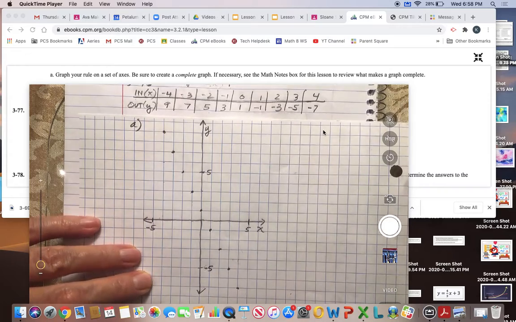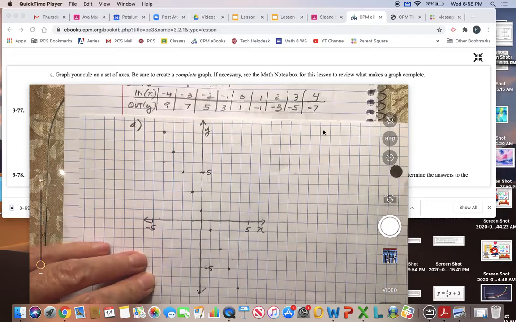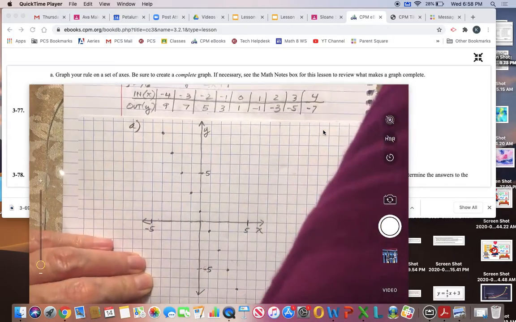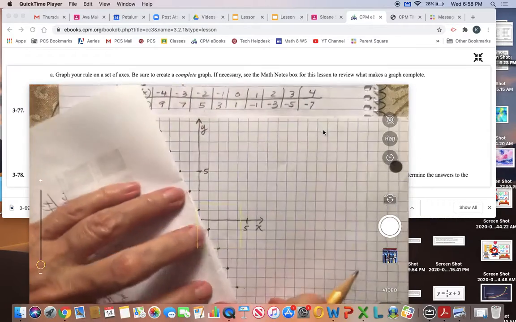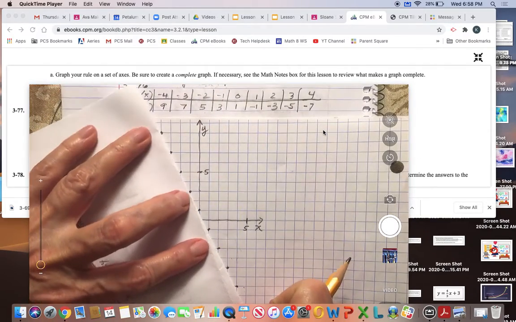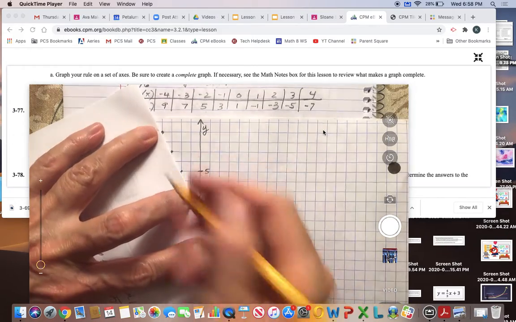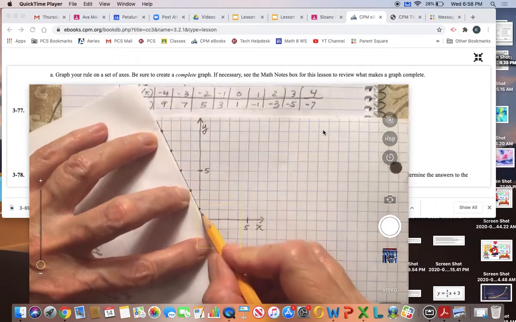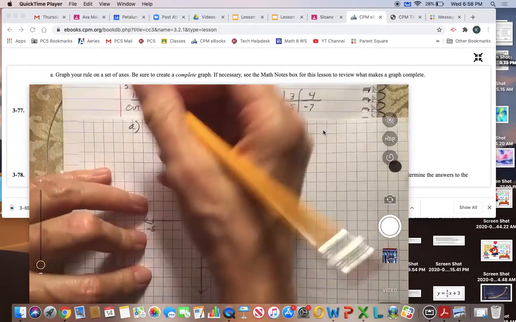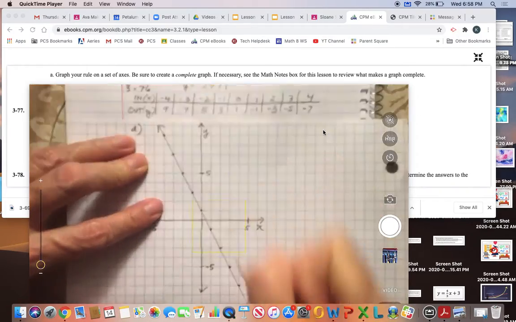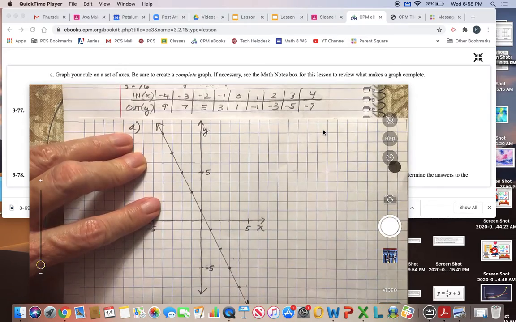Okay, so now we've got those points plotted, and we can go ahead and draw a line. So I don't happen to have a ruler with me, so I'm just going to use a piece of paper that has a straight edge. And I'll draw the line connecting all the points. And then to indicate that it goes infinitely in either direction, I will put arrows at the end of my line.